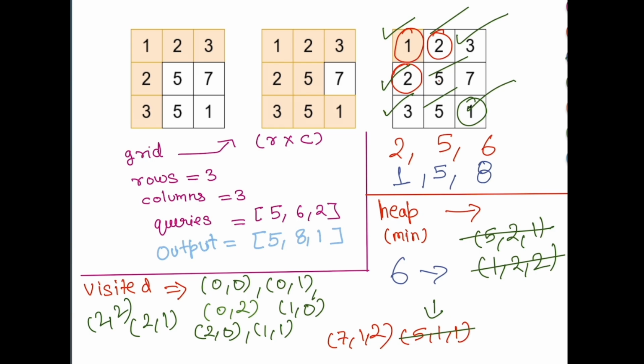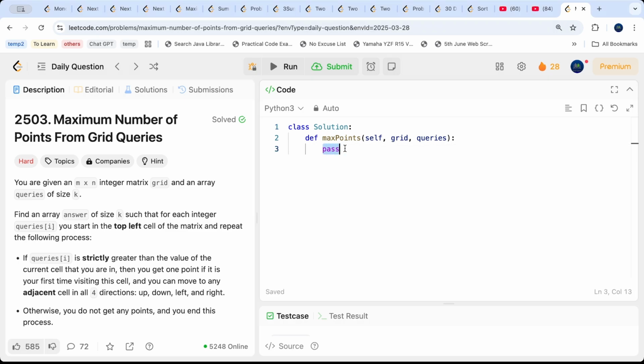And now, since we know how to solve this particular problem, let us go back to our code editor and start solving it. First of all, we need to store the number of rows and number of columns. So rows will be equal to the length of our grid, and the number of columns is going to be the length of any particular row in our grid. So length of grid of 0.